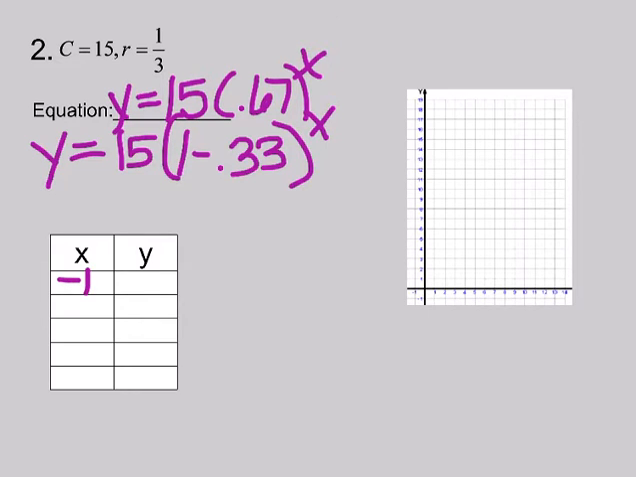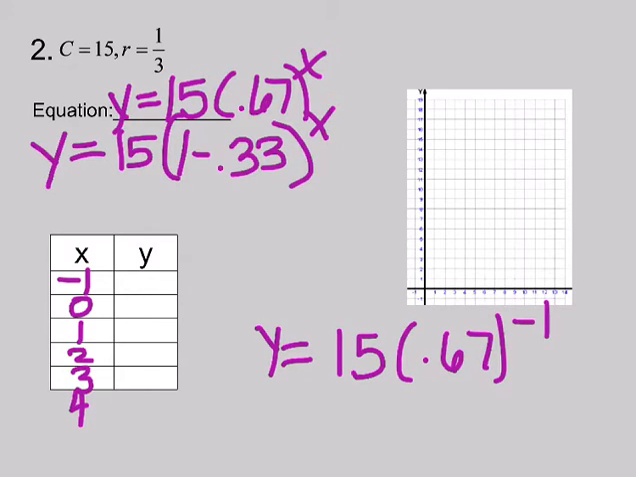So I'm going to do -1, 0, 1, 2, 3, and 4. Again, I'm just plugging that in to get my y. So then I have 15 times 0.67, and that's going to be to the -1. Okay, so when I do that in my calculator, again, I always suggest you do it along with me to make sure you're getting the right answer. I get 22.39. Then I'm going to plug in 0, so 15 times 0.67 to the 0 power, and I get 15. Okay, 15 times 0.67 to the first power, I'm going to get 10.